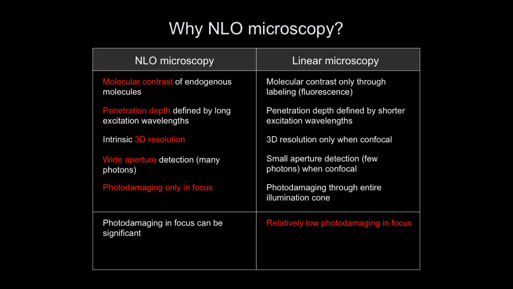And here, actually, you have a relatively low photodamaging in focus. So this is a balance. If you have a full excitation cone, then you can have photodamaging throughout the entire cone, but at each plane, the photodamaging is relatively little. Here, the photodamaging is nothing above and below, but in the focus, it can be actually kind of high. Okay, so this is the kind of balance that you have.